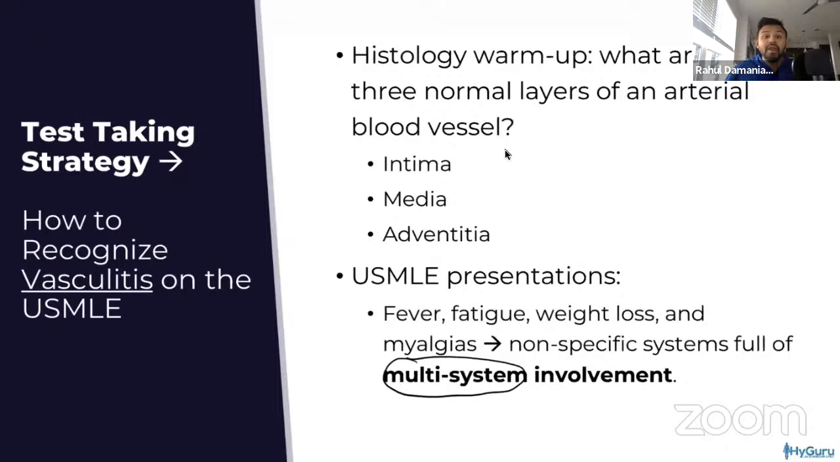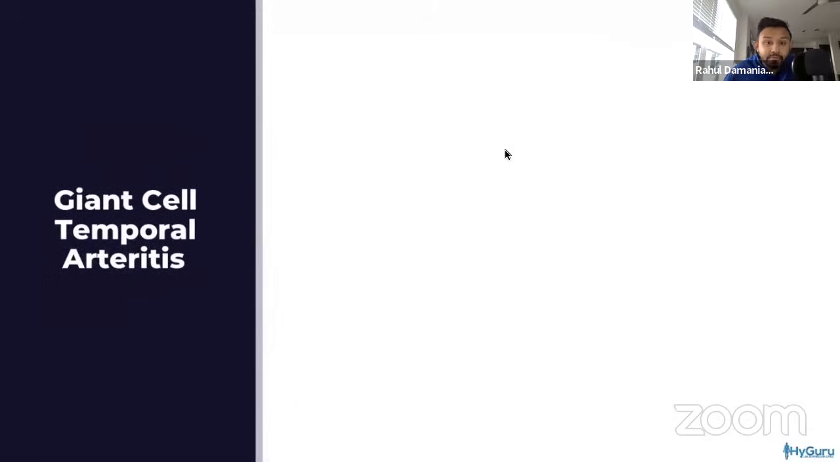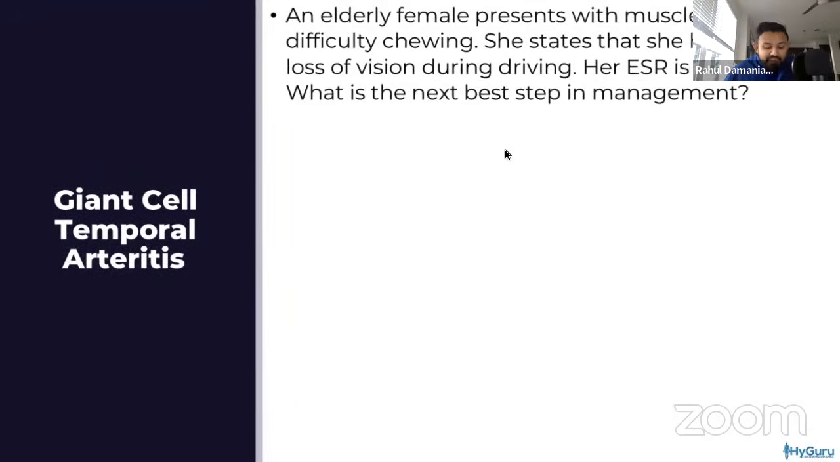Blood vessels are everywhere. So let's go into this and talk about the first vasculitis, and that's going to be giant cell temporal arteritis. When we're thinking about giant cell temporal arteritis, watch for this vignette. An elderly female presents with muscle pain and difficulty chewing. She states that she had transient loss of vision during driving. Her inflammatory marker, ESR, is elevated. What is the next best step in management?